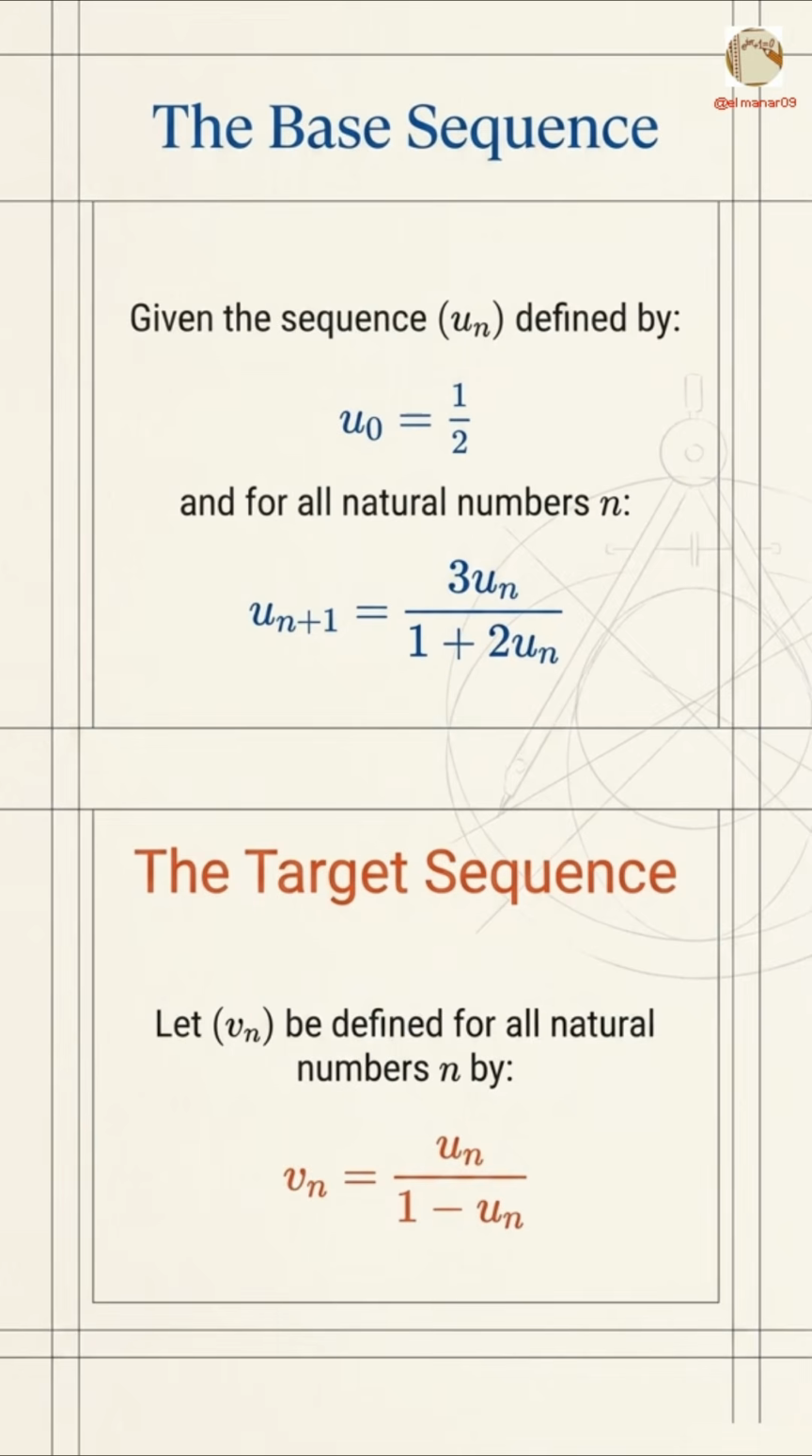Next, we define the target sequence, V sub n. Sometimes a sequence like U sub n is hard to work with directly, so we create a new sequence, V sub n, defined as V sub n equals U sub n divided by 1 minus U sub n. Our goal is to see if this new sequence follows a simpler pattern. Let's see what secrets it holds.